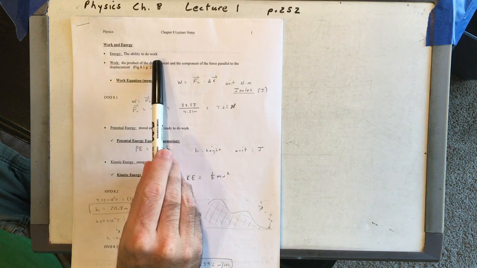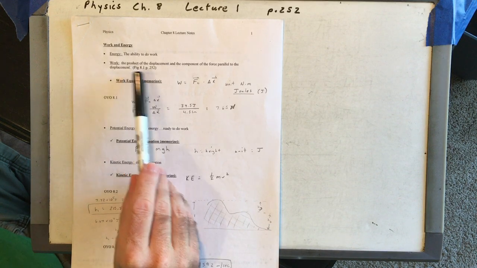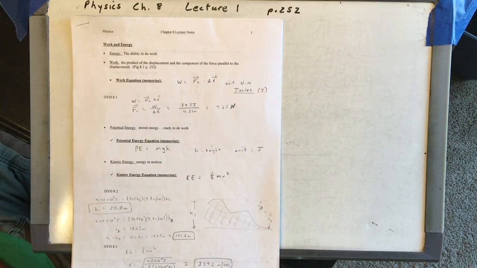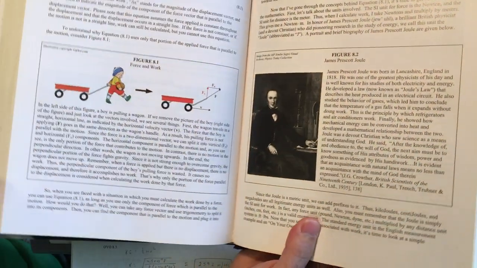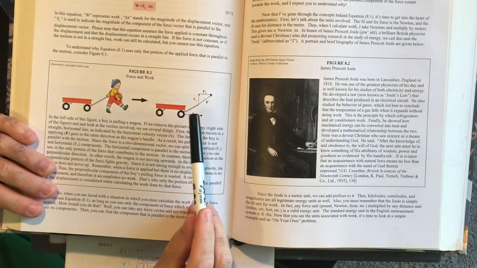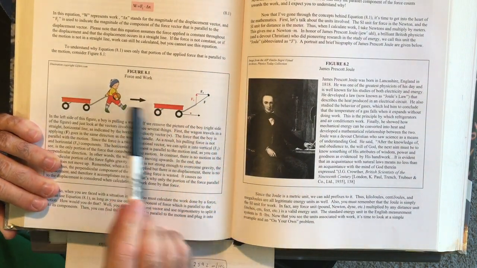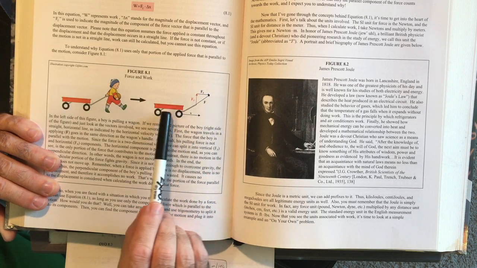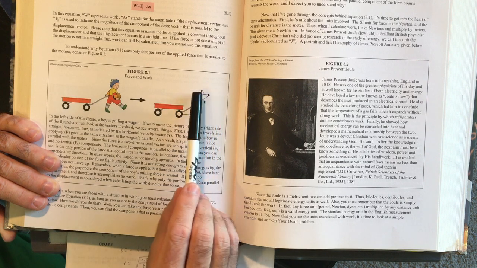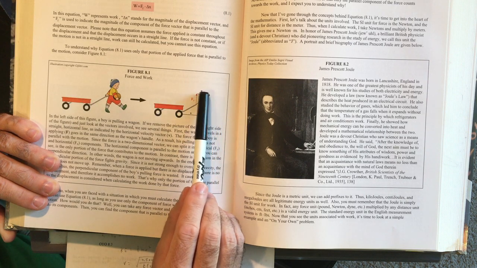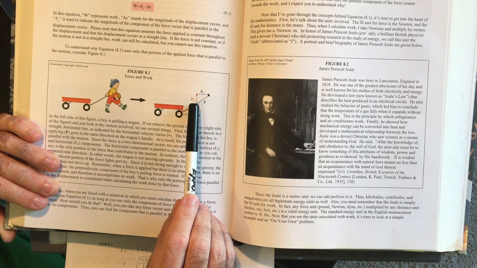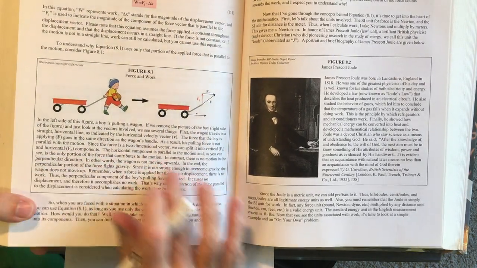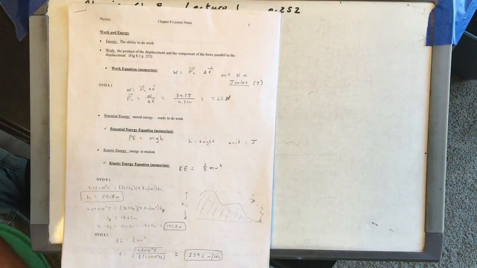Okay, so energy is the ability to do work. Work is the product of the displacement and the component of the force parallel to displacement. If you look at this diagram of this little boy pulling a wagon, the work is the force parallel to the displacement. The displacement is going to the right. The only force that counts towards the work is the x direction force. Everything in the y direction is wasted in terms of calculating work.